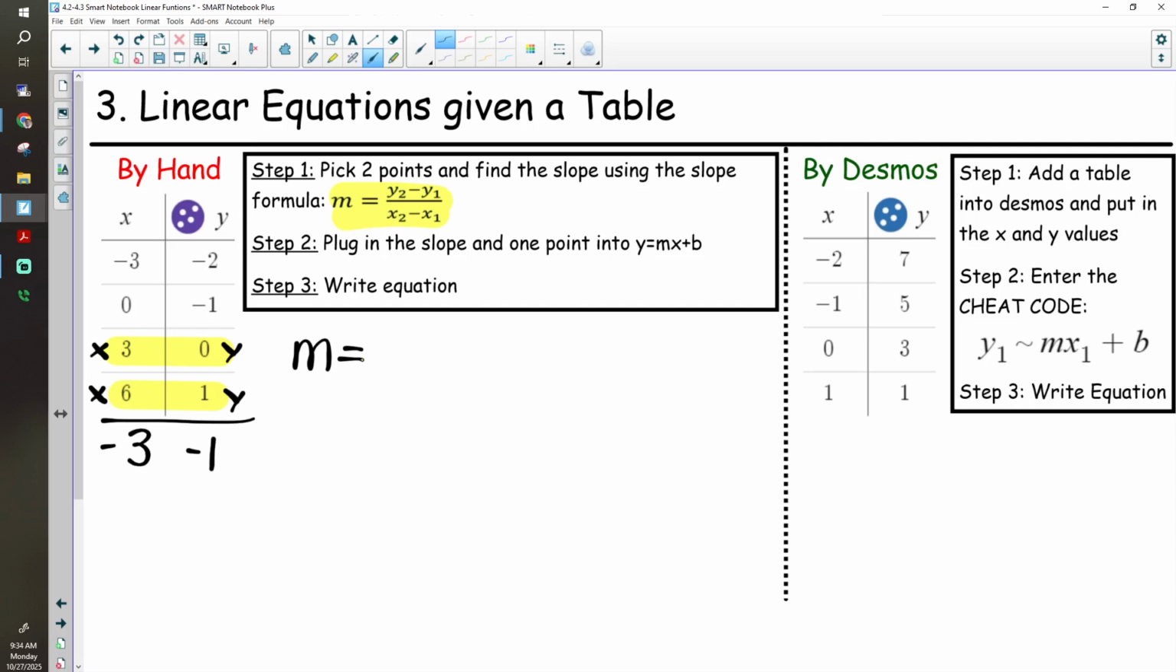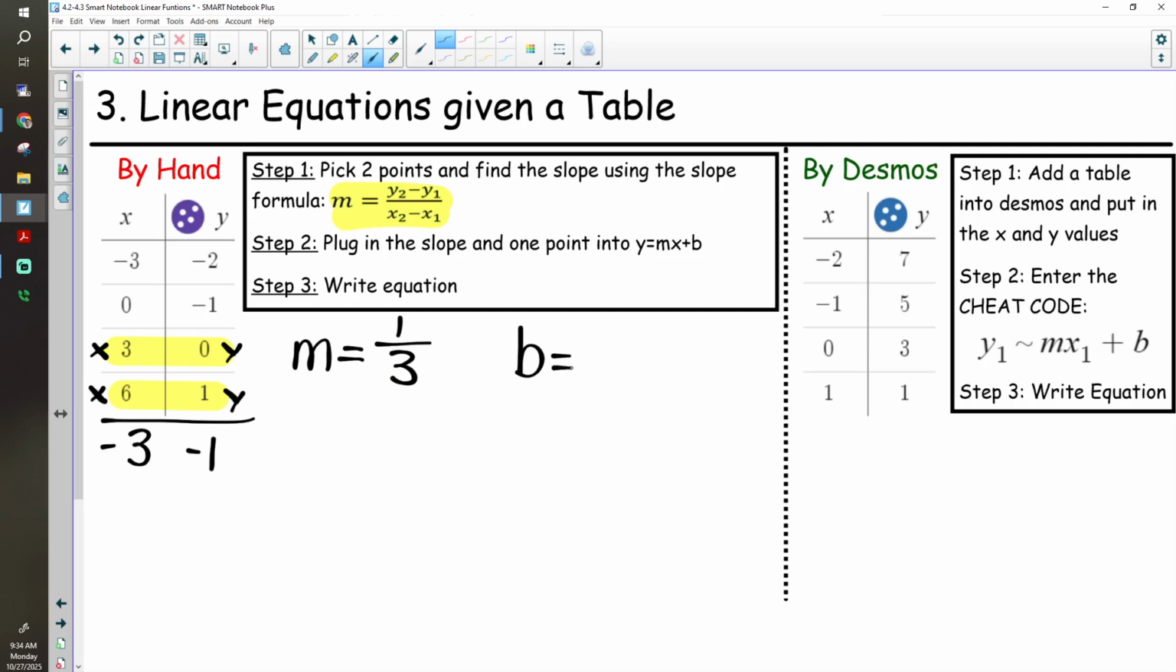Other way. Y goes on top. Now, what happens when I do a negative divided by a negative? It's positive. So I can just write 1 over 3. There's my slope, but what else do I need? My equation is y equals mx plus b. I got m, but what do I need? I need my y-intercept, my b value.